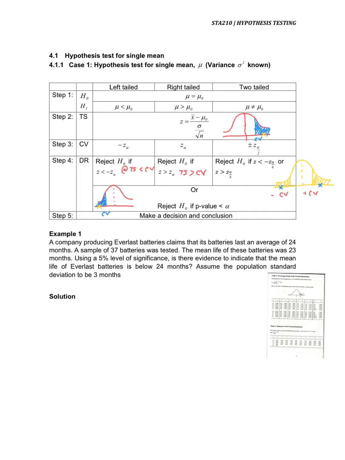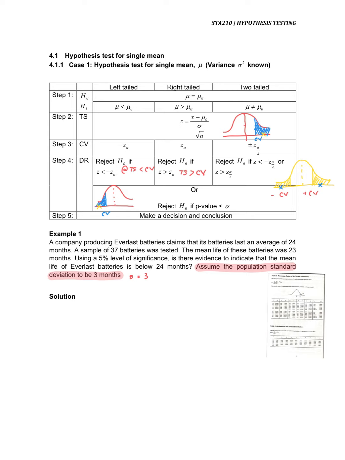Okay, for this example, why do we decide to use case number 1, which is variance known? Look at the last statement of this question. Since it says assume the population standard deviation to be 3 months, meaning that we know the value of the population standard deviation, which is sigma. So sigma here is equivalent to 3. That's why we focus on case number 1, where the variance or standard deviation is known.